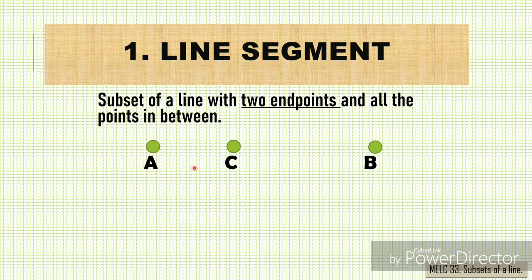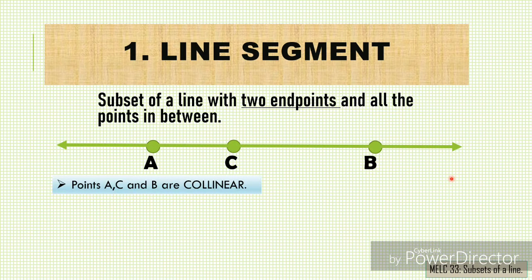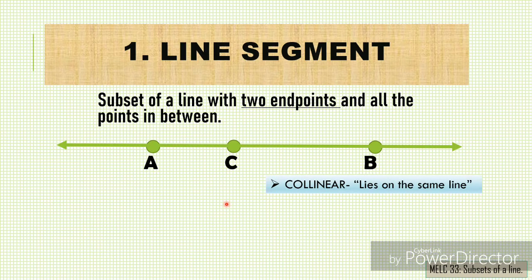So again, let's take a look at these points. Say they are contained in one line. So ibig sabihin, points A, C, and B are collinear. Okay? When we say collinear, these are points that lie on the same line. From the word co means together, and the word line, so line, linya. So these points are found together in a line. So they lie on the same line. Magkakasama sila na matatagpuan sa isang linya lamang.